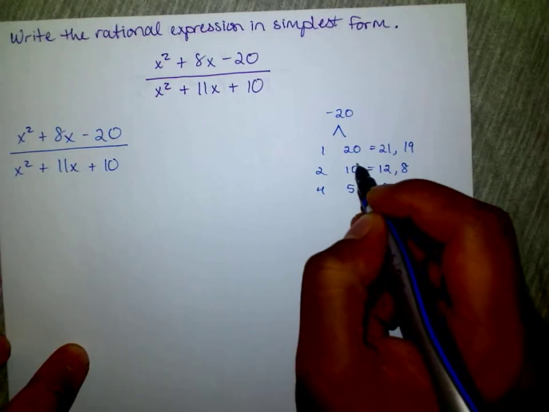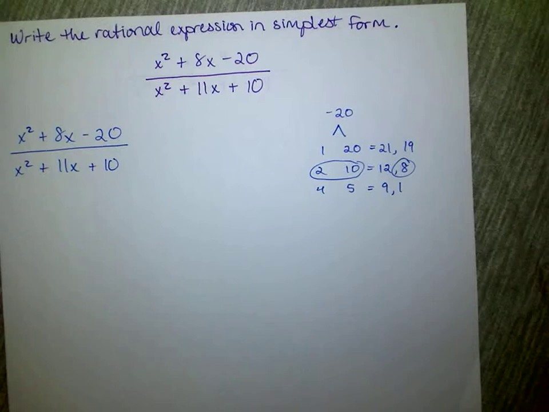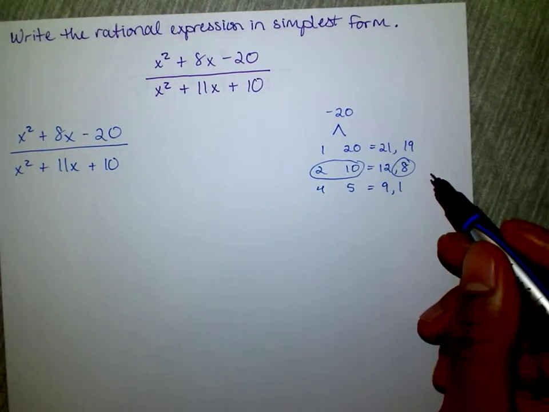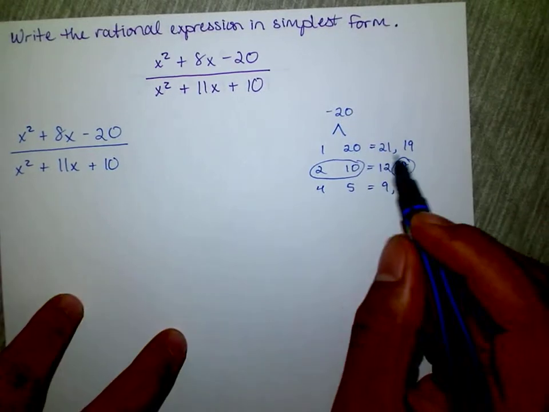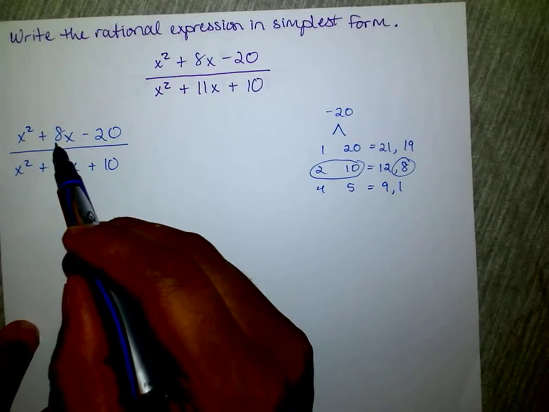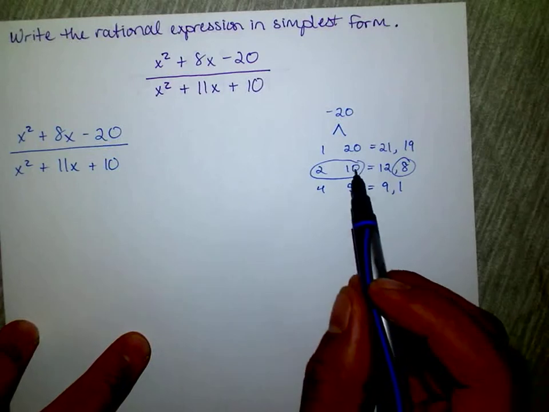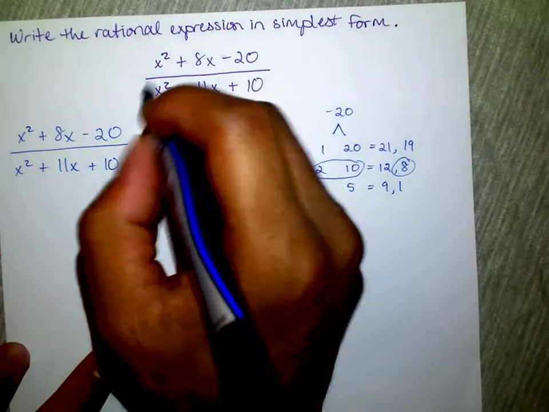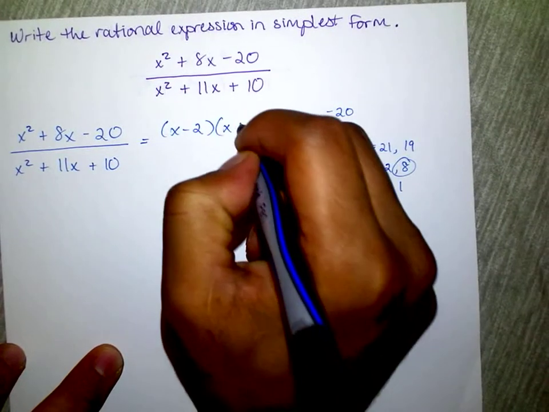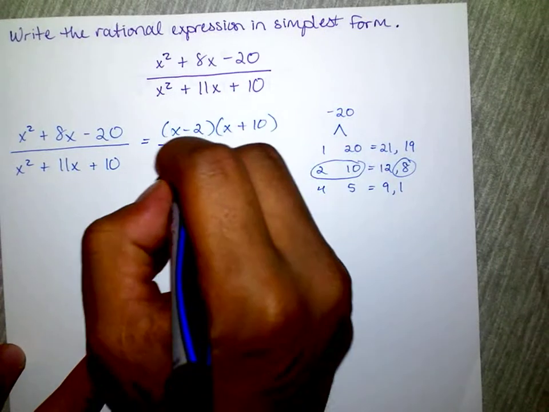So I'm going to use my 10 and my 2. And I know, because when I combine them in some type of way that gives me 8, one of them has to be negative and one has to be positive. Now, since this middle term is positive, that tells me that my bigger number has to be positive. So we're going to have a positive 10 and a negative 2 on the top: x minus 2 and x plus 10. There's my negative 2. There's my positive 10.